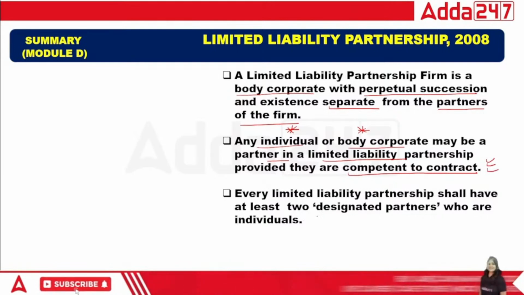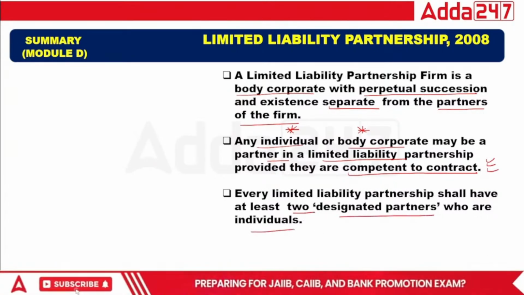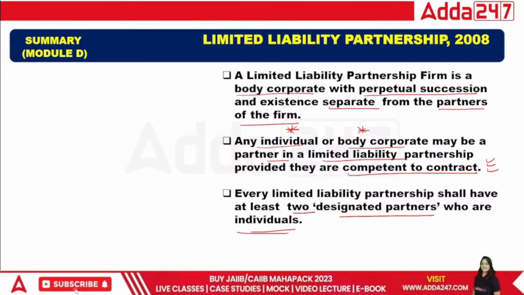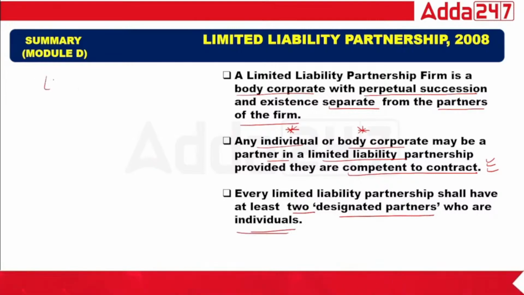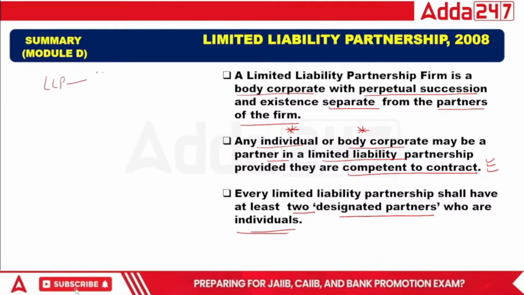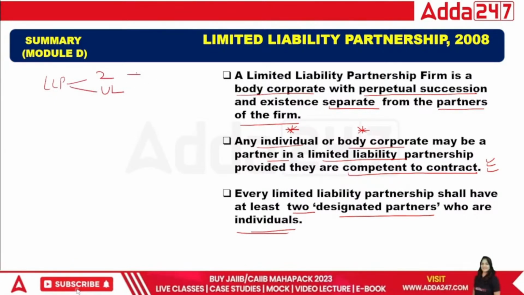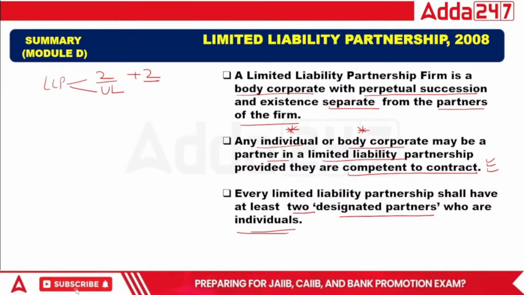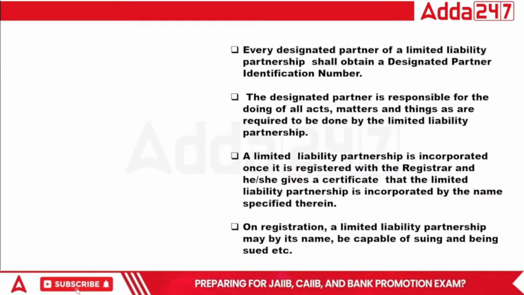Every LLP has at least 2 designated partners who are individuals, not a corporate body. Only individuals can become the designated partner. So in LLP, the minimum number of partners is 2, the maximum is unlimited, and a minimum of 2 designated partners should be made in the LLP. So this is the basic quality of LLP.